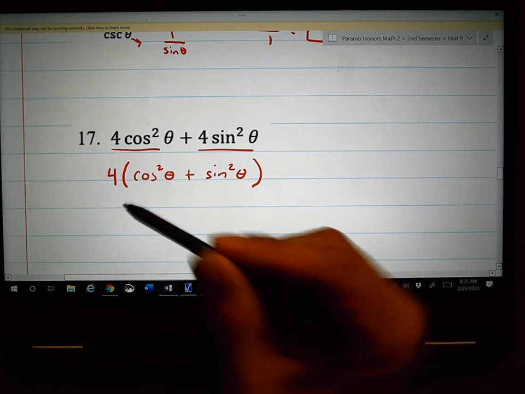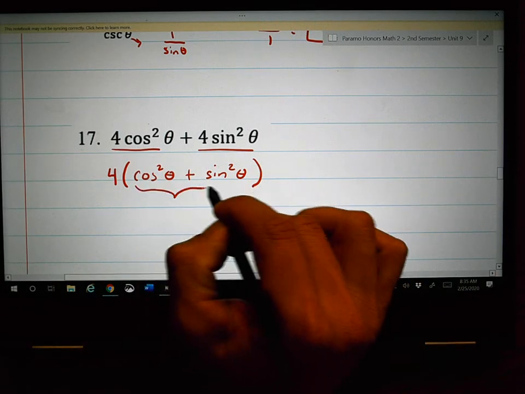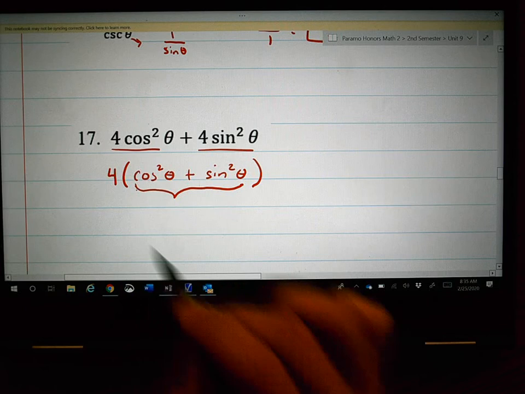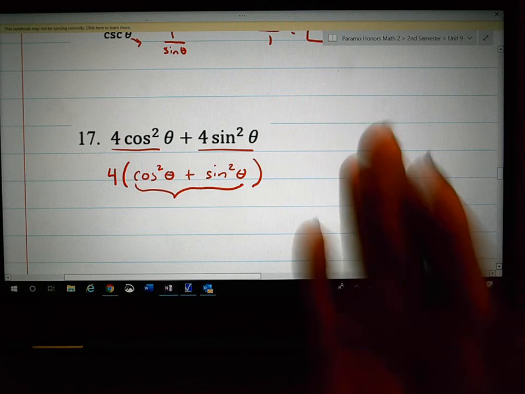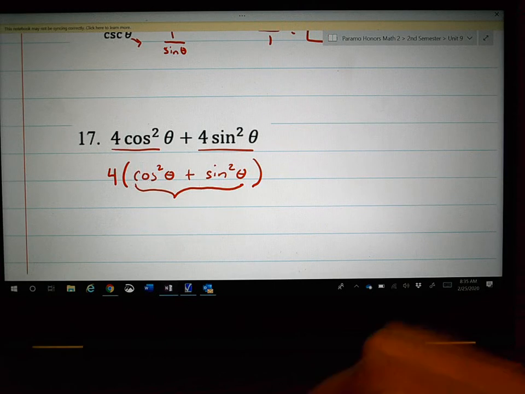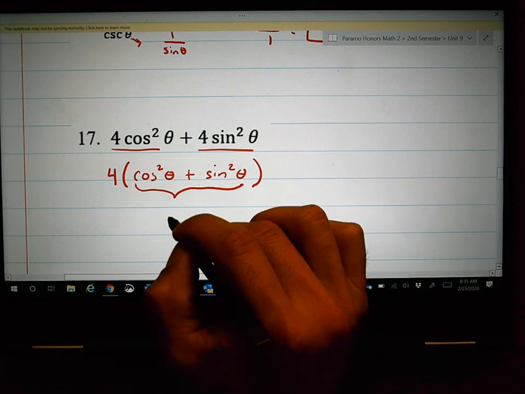Let me show you what I do. I put a little thing underneath here. That's going to let you know that I'm using a Pythagorean identity. If you just put a little thing like that, you're just saying, hey, Mr. Promo, I know this is an identity. This simplifies to 1.